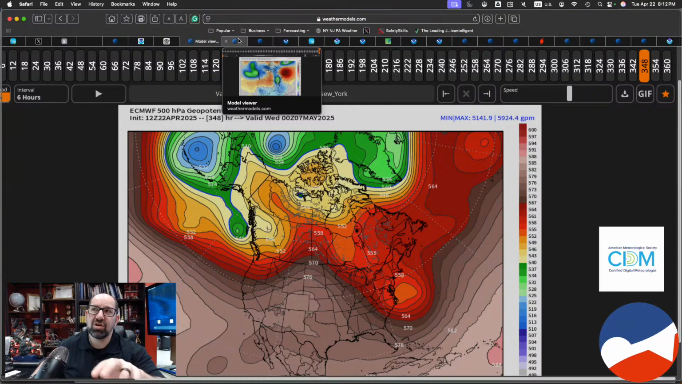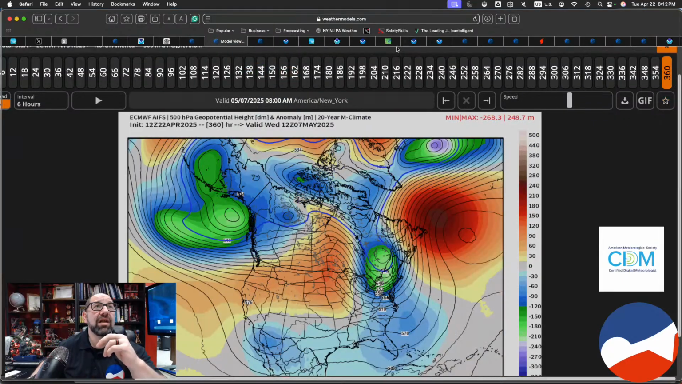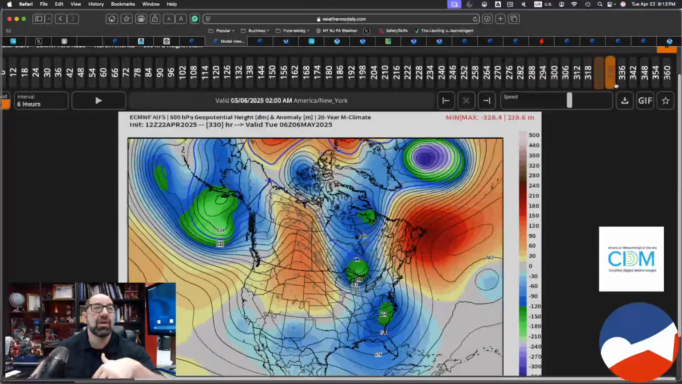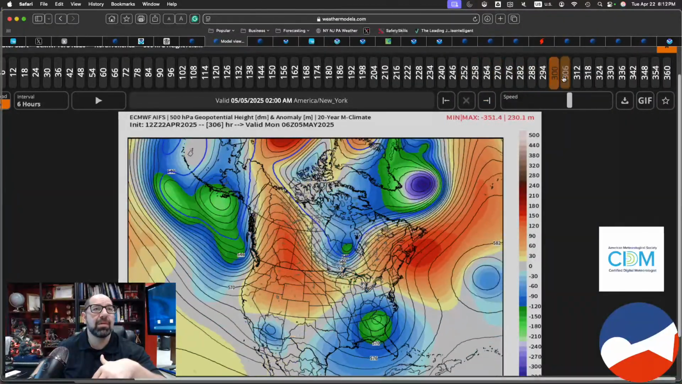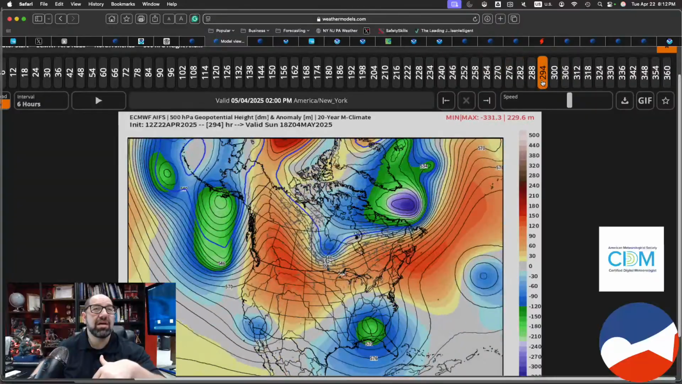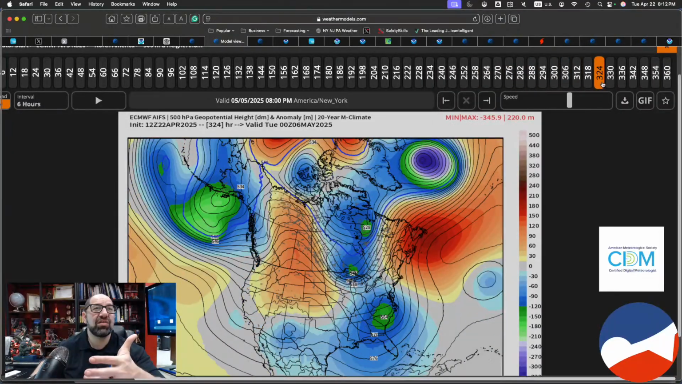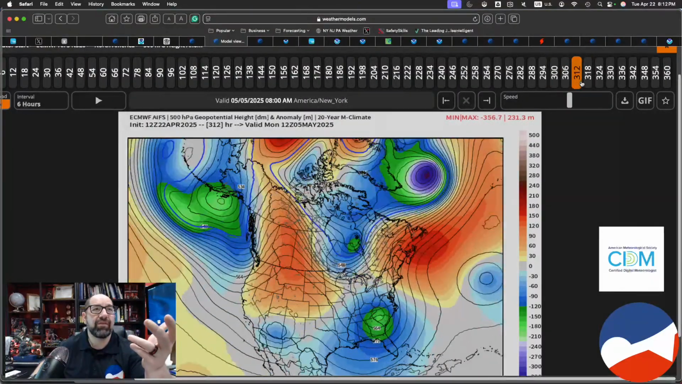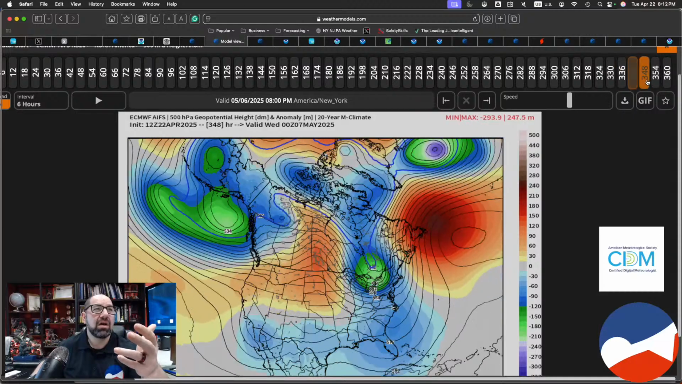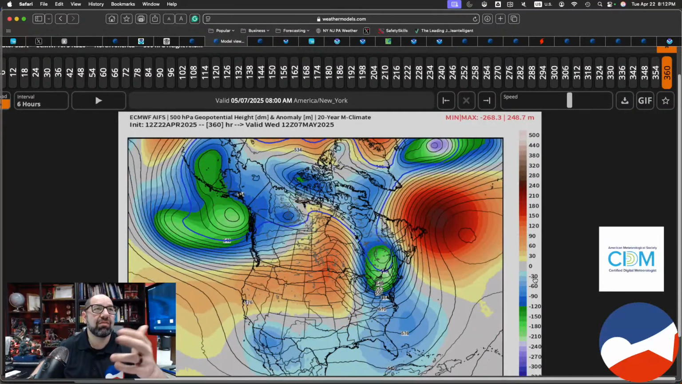And this is when you can start to maybe look at the AI, maybe look at the ensembles. You don't have to do this every day, but what you want to do is just find some problem areas and then go from there. So when I take a look at the ensembles, it doesn't support really that solution. It tries to drive an upper level low around the southeast, which somewhat makes sense in a phase 8, not really phase 7, but you can make an argument in a phase 8 for this time of year. But it weakens it and it kicks it right out.